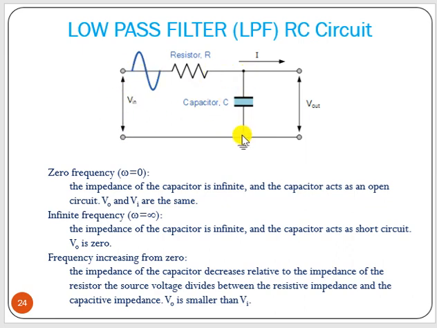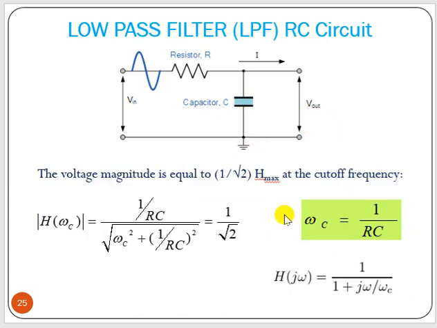And at infinity, the capacitor acts as a short circuit, so the voltage V out will be 0. That means at low frequencies V out equals V in, so gain is high, and at higher frequency the gain goes down. To find omega c, we take this magnitude equal to 1 by root 2. We will get omega c equal to 1 by RC.